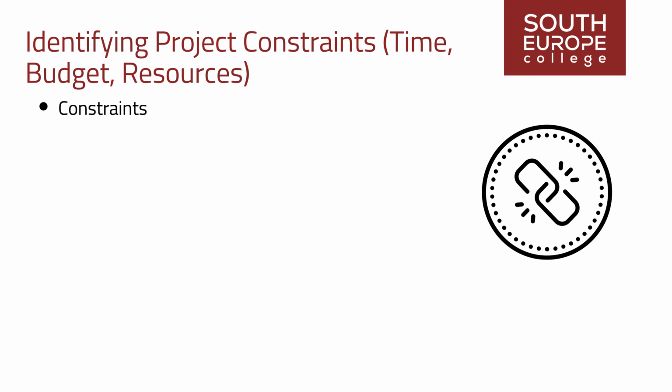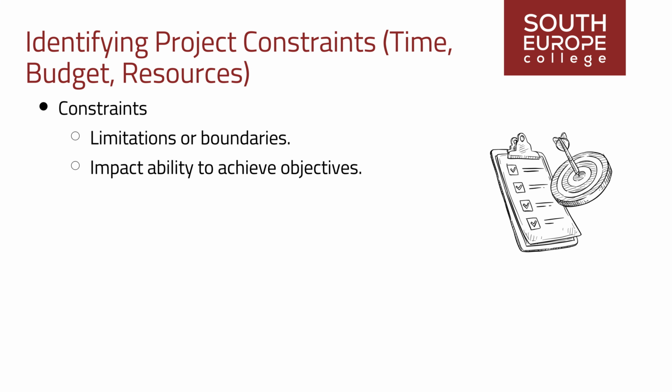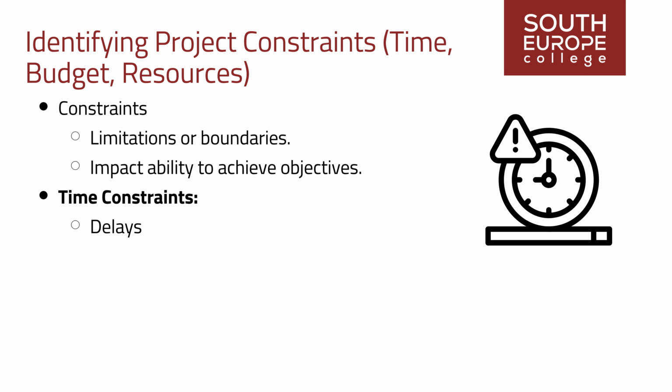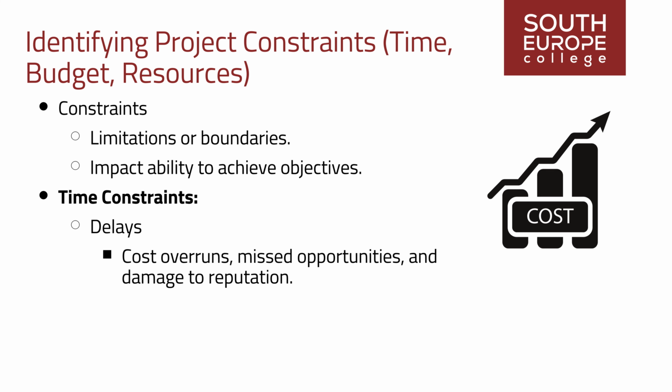Project constraints refer to limitations or boundaries that can impact the project's ability to achieve its objectives within specified parameters. The three primary constraints are time, budget, and resources. Understanding these constraints is crucial for effective risk management. Time constraints. Projects often operate under strict deadlines or timeframes. Delays in project completion can have significant consequences, including cost overruns, missed opportunities, and damage to reputation.